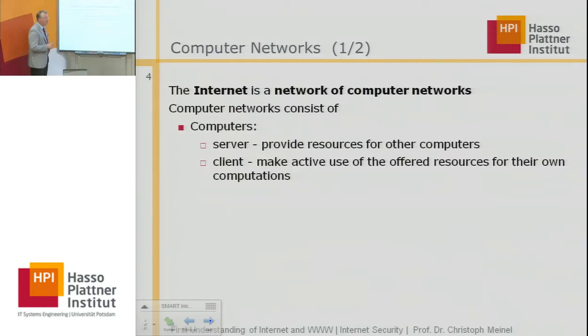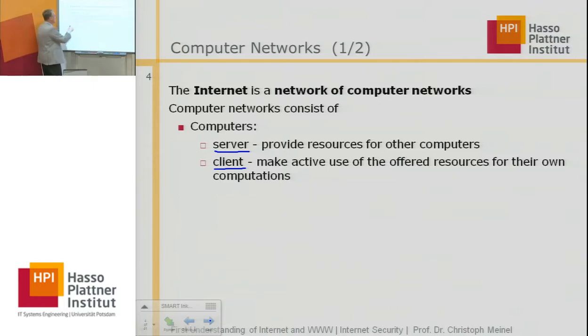Let's start to have a look at the computers, the hosts, the devices that are connected to the Internet. Here we can distinguish computers in two different roles. One role of a computer connected to the Internet is the role of a server. A server provides resources for other computers. So a server is passively waiting. He can be accessed over the Internet, and he provides a service, a resource, a document, an application that he offers for the use of other computers.